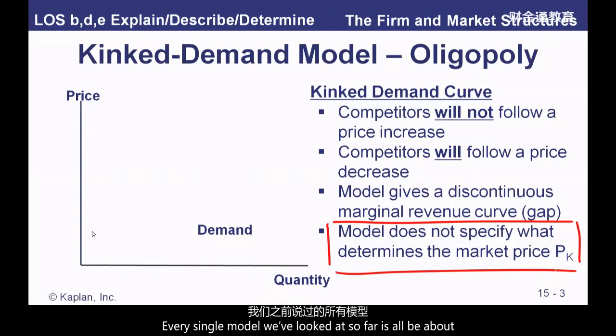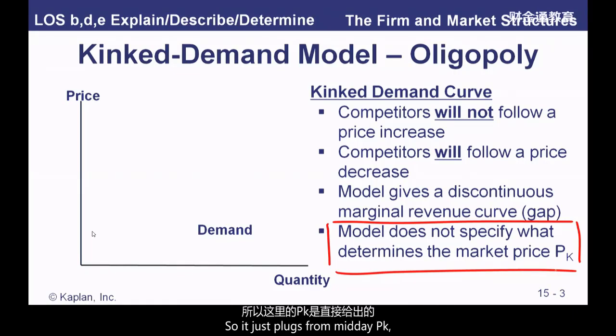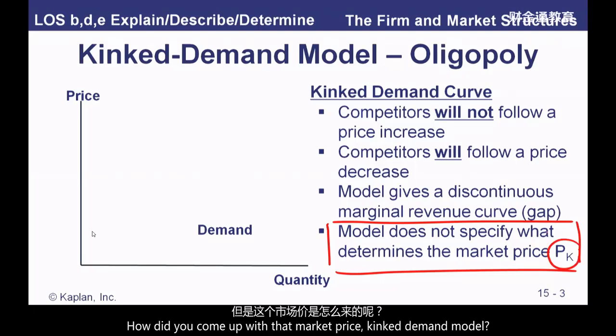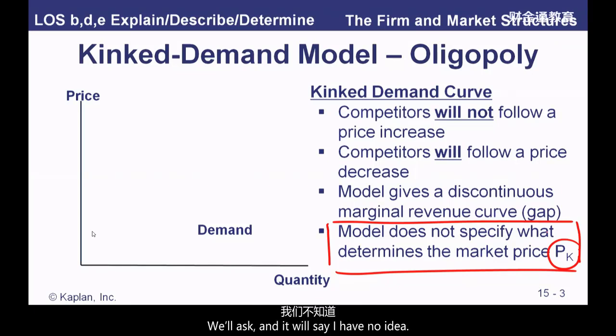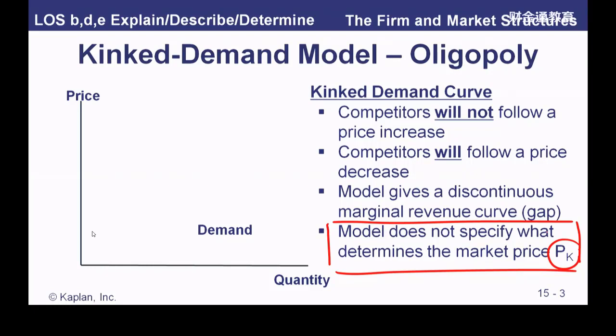Every single model we've looked at so far has been about starting off by determining the equilibrium price and quantity. The kinked demand model does not tell us anything about how we get to that price and quantity. It just plucks from midair PK, and says, look, here is the market price. How did you come up with that market price? The kinked demand model will say, I've no idea. We're just assuming it's there. The point of this model is to tell you what happens if we move away from that point.